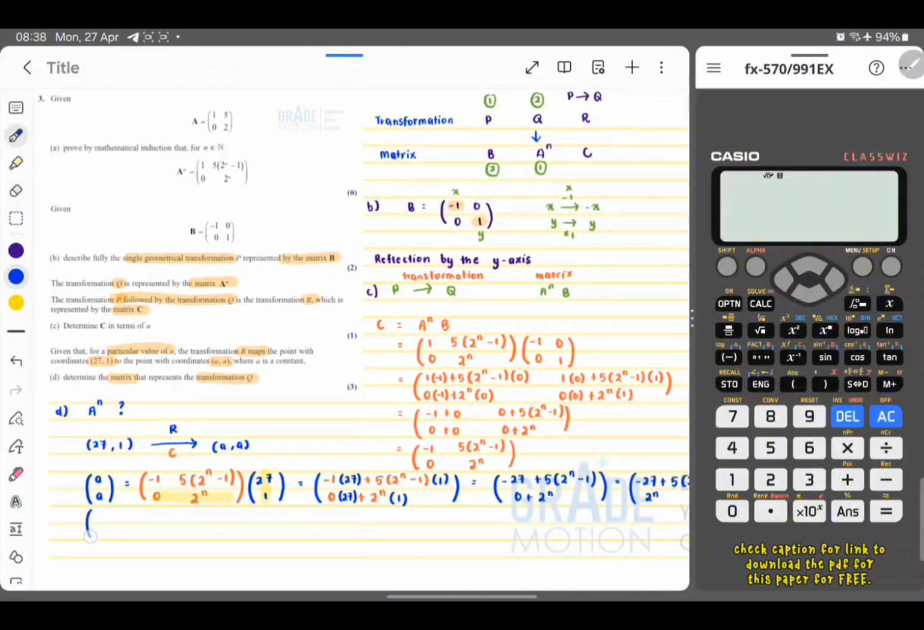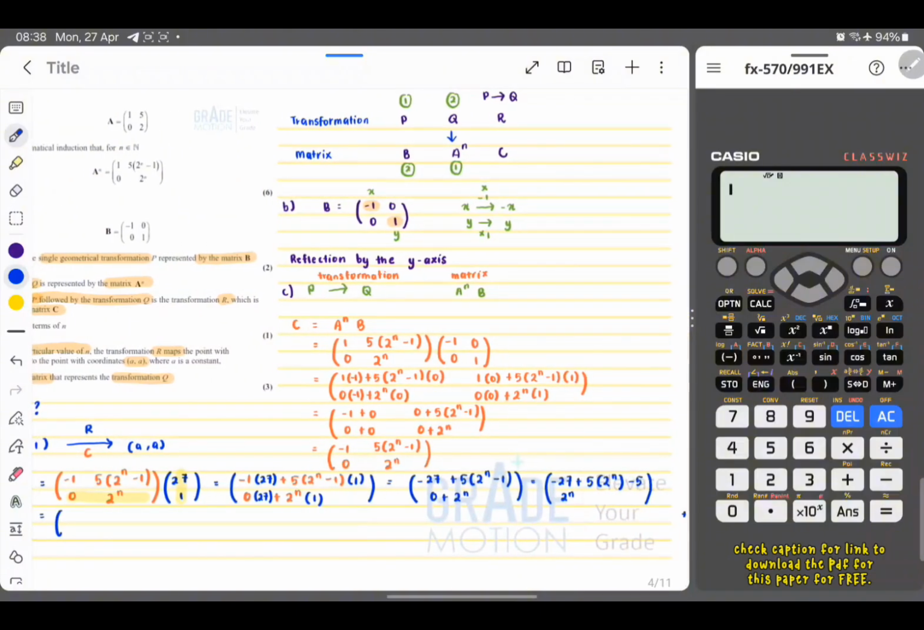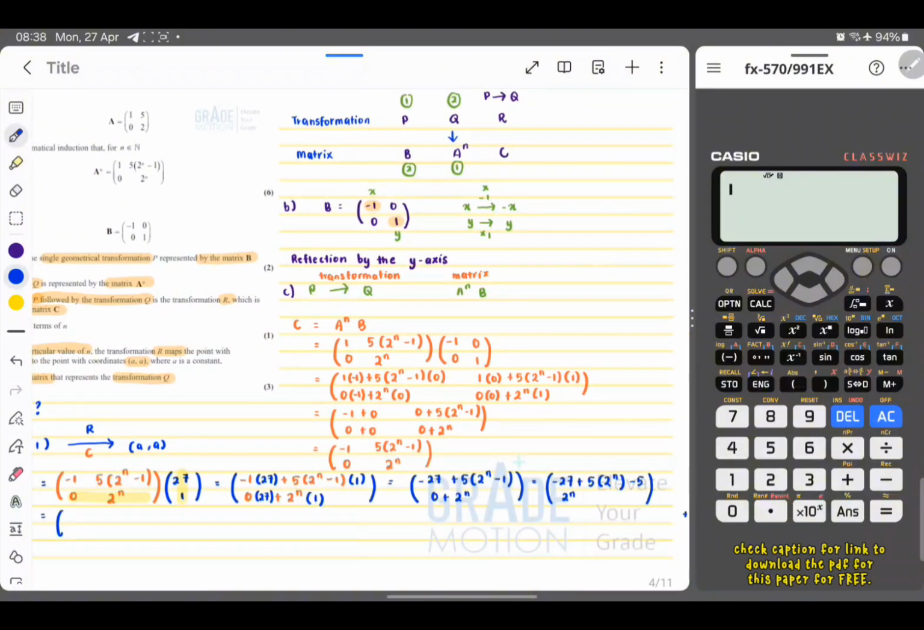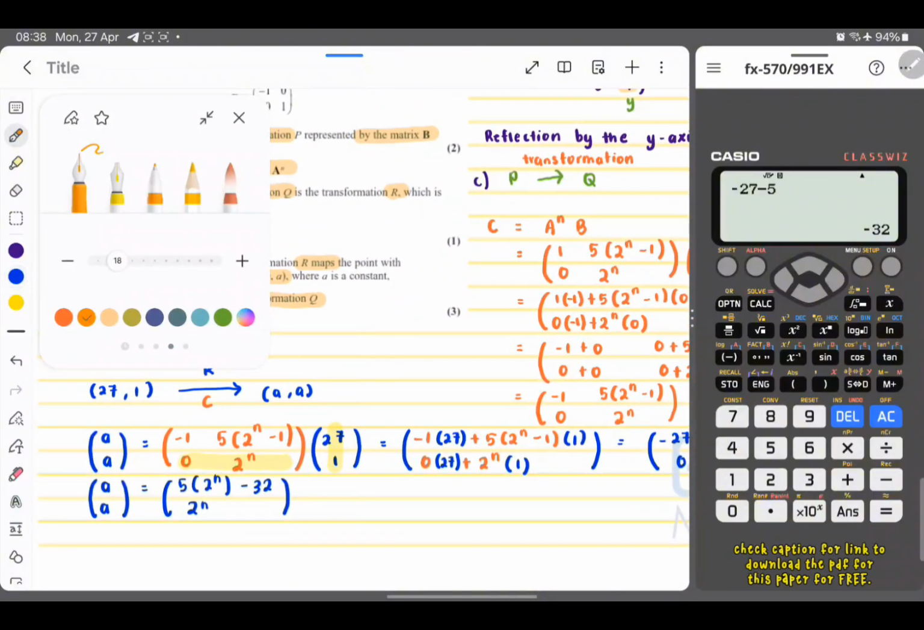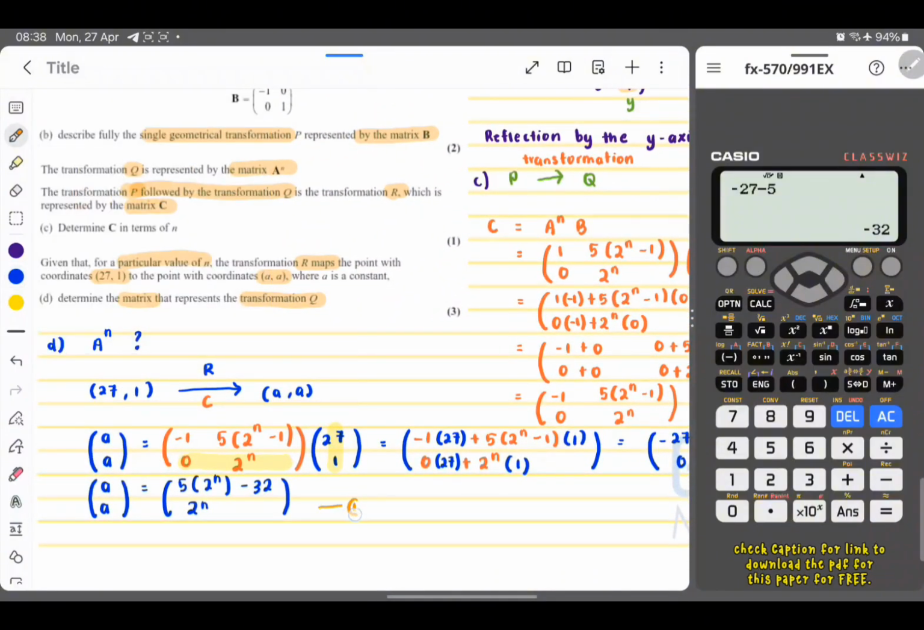Okay, so what we have is this. A is equal to negative 27 minus 5, which is 5 bracket 2 to the power of n minus 32, and this is 2 to the power of n. By looking at this, let's name this row equation 1, and this is equation 2.